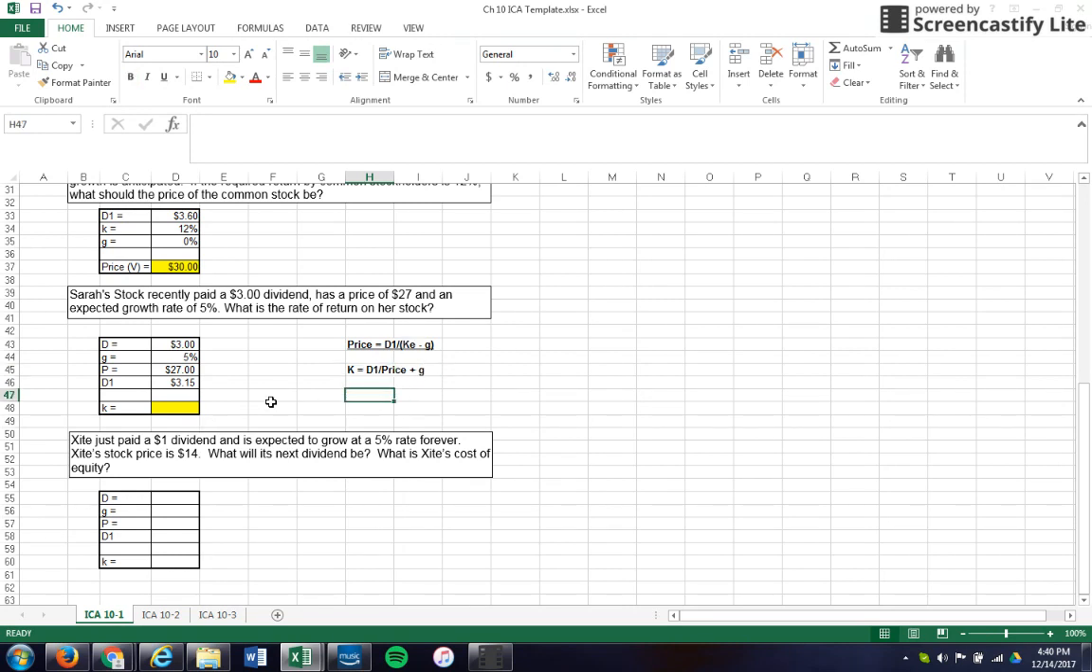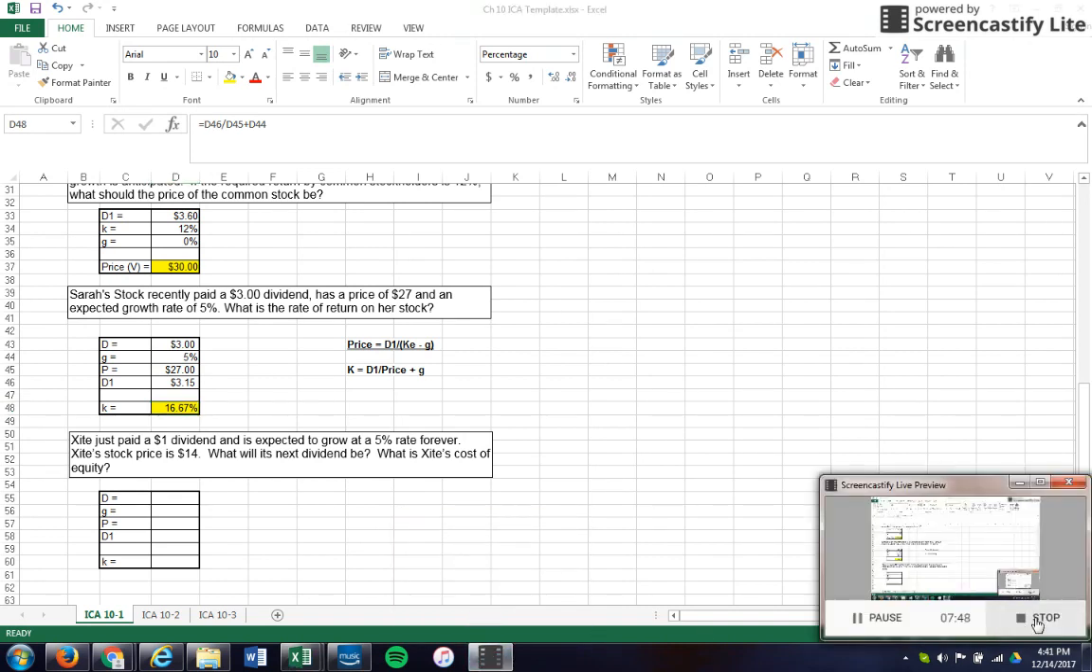So for this one, to find the required return on the stock or the rate of return on the stock, we're going to take our D1 of $3.15 divided by price of $27, and we're going to add in our growth rate of 5%. So that gives us an expected return or a required return, a rate of return of about 16.67%. That is how you calculate the price of a stock or the rate of return on a stock based on the dividend growth model.